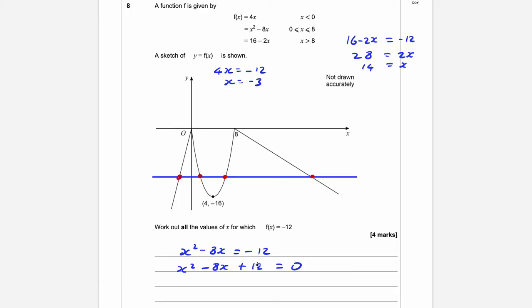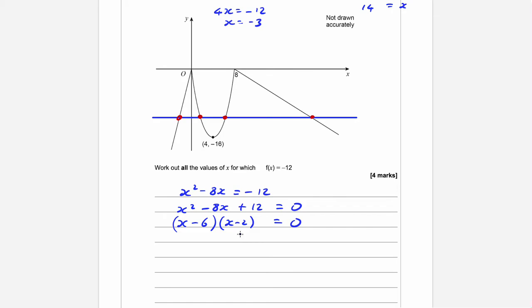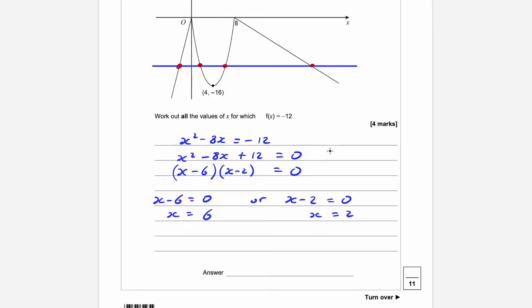I'm going to go with, guys, 6 and 2 because they both have to be negative. So x minus 6 times x minus 2. Those multiplying together will give me 12. Add them will give me minus 8. And that will give me, finally, x minus 6 equals 0, x equals 6, or x minus 2 equals 0, x equals 2. So I have my solutions: minus 3, 2, 6, and 14.